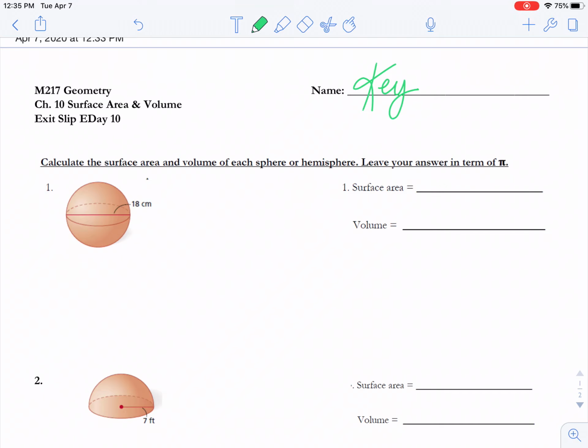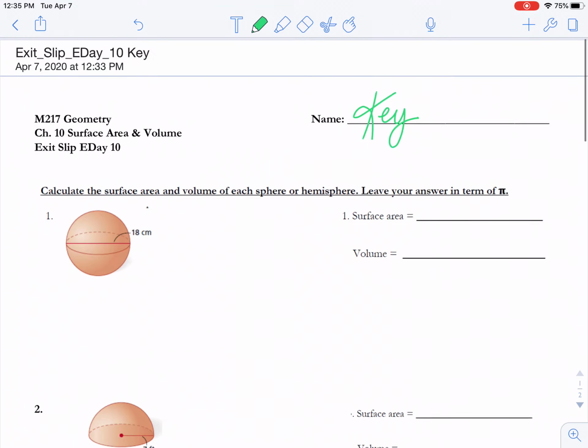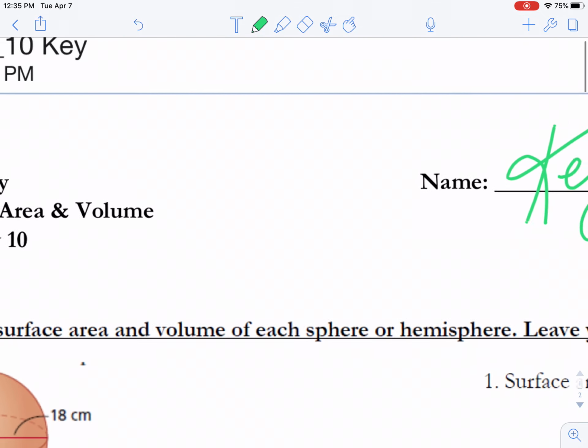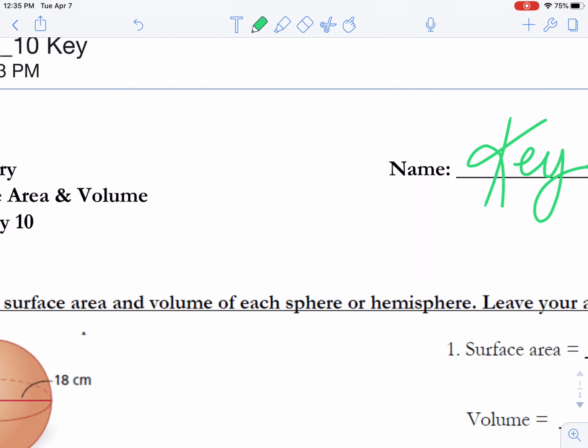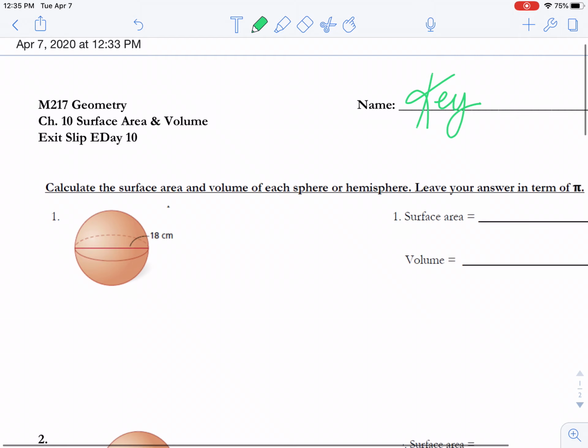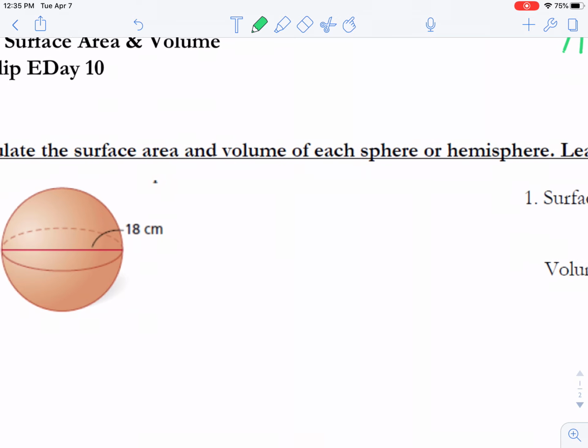All right, let's take a look at exit slip 10. So here we're looking at surface area and volume of spheres and hemispheres. So number one, it wants us to calculate both of this sphere.